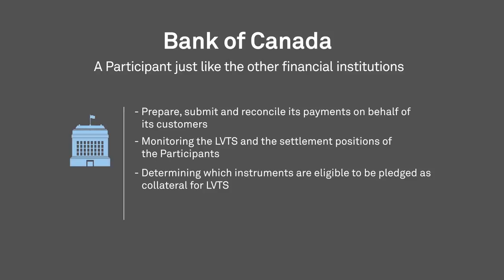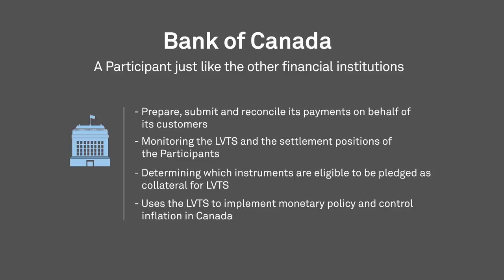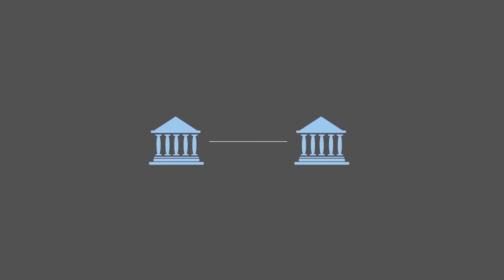Earlier, we mentioned that the Bank of Canada also uses the LVTS to implement monetary policy and control inflation in Canada. Here's how. During a typical business day, FIs that participate in LVTS send payments back and forth to each other through the system. At the end of the day, some FIs will have sent more value in LVTS payments than they've received, while others will have received more value than they've sent.